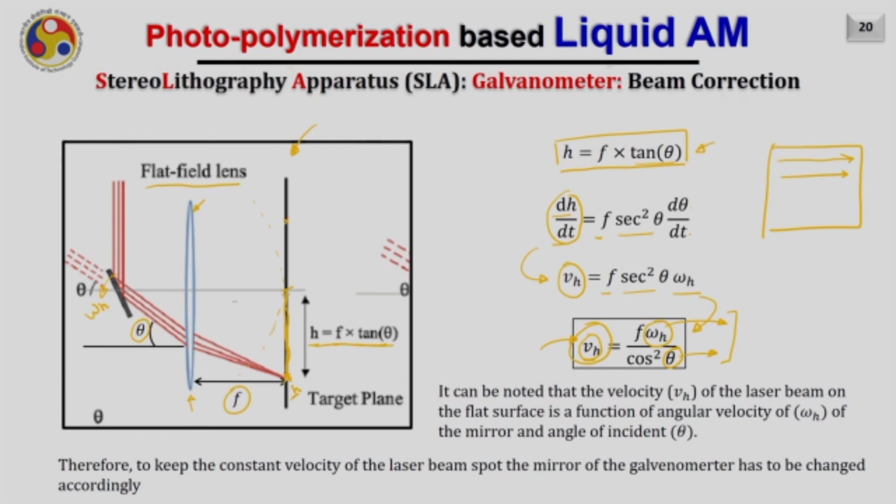They are giving us the focal point here, but as the image which is created at a height h follows the f into tan theta rule, it is giving some issue when the laser beam moves on the flat surface. In that case, the velocity is not a linear function, or velocity is not only proportional to the omega h of the mirror. It also depends on the angle of incidence theta.